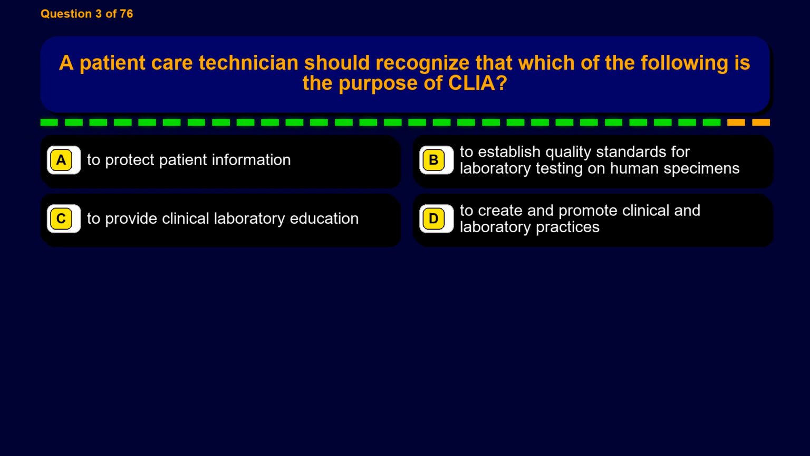Question 3. A patient care technician should recognize that which of the following is the purpose of CLIA? Option A. To protect patient information. Option B. To establish quality standards for laboratory testing on human specimens. Option C. To provide clinical laboratory education. Option D. To create and promote clinical and laboratory practices.